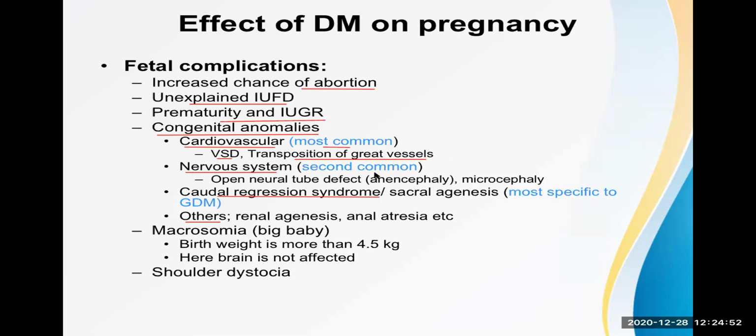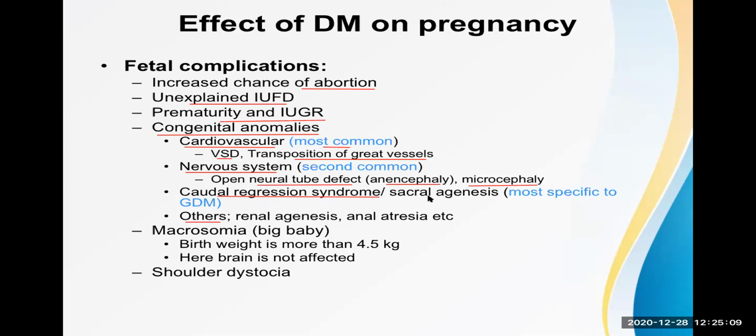Regarding the nervous system anomaly, this is the second most common, like open neural tube defect, which is anencephaly, or sometimes even there is microcephaly. Microcephaly means small size head as a result of small size brain.